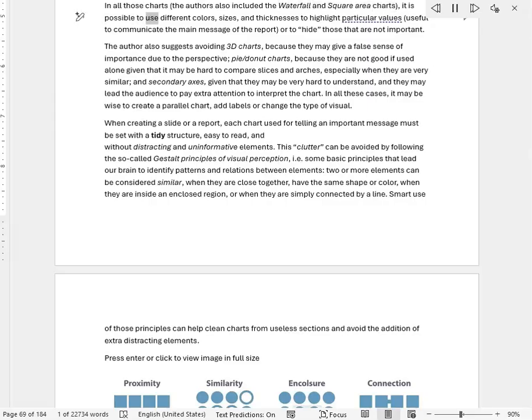It is possible to use different colors, sizes, and thicknesses to highlight particular values, useful to communicate the main message of the report, or to hide those that are not important.